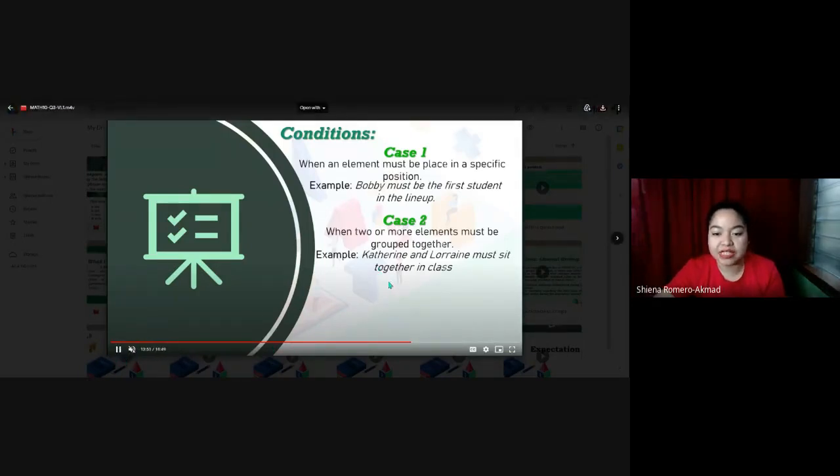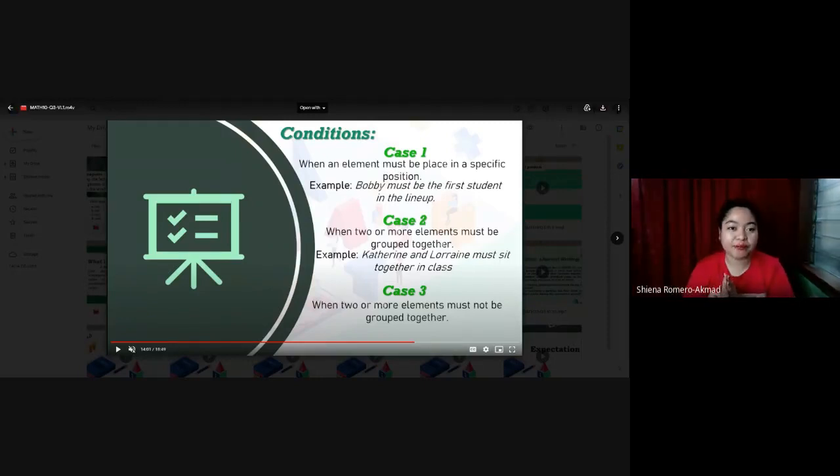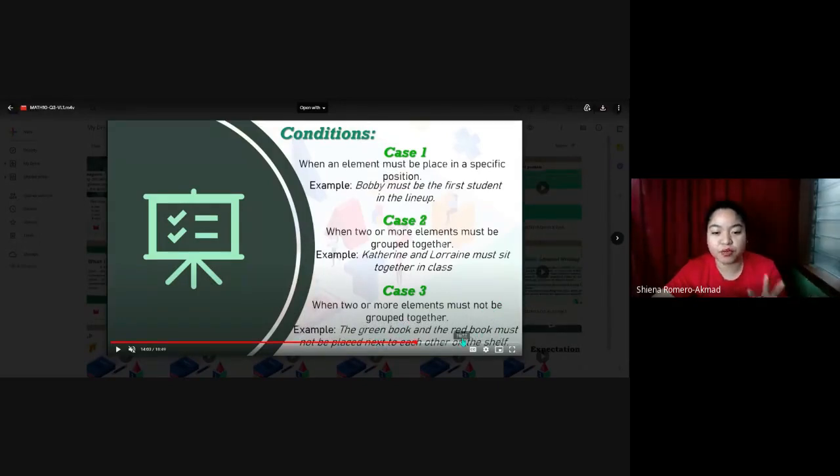And also we have case number 3. In case number 3, the situation is that two or more elements must not be grouped together. In case number 1, a certain element or object should be placed in a certain position. In case number 2, the objects or the elements must be grouped. And in case number 3, the elements or the objects must not be grouped together. A good example of this is the books: the green book and the red book must not be placed next to each other on the shelf.